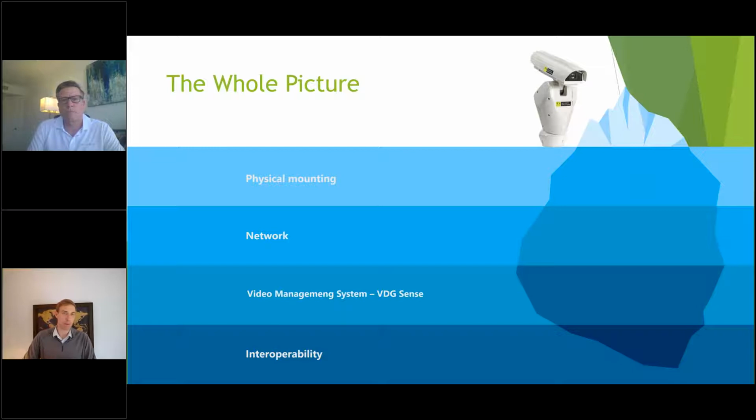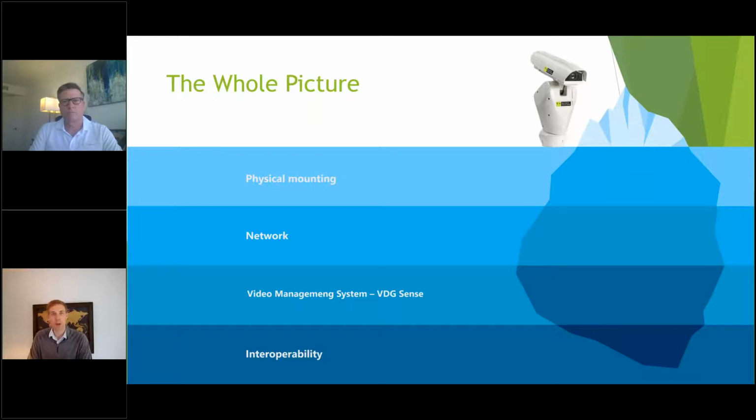So the who, what, where, when, how of that video is all about the video management system. So this would be who has access to it, how they're accessing it, where they're accessing it, how long they have access to it, what type of retention we're talking about, and that's our VDG Sense, the VMS solution. That is very, very flexible and very compatible with a lot of different other pieces of hardware out in the field, which brings us into this idea of interoperability.